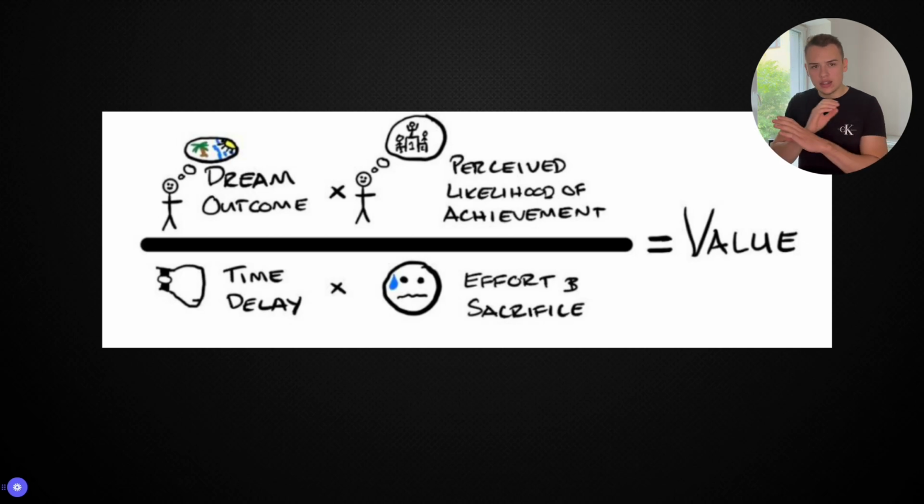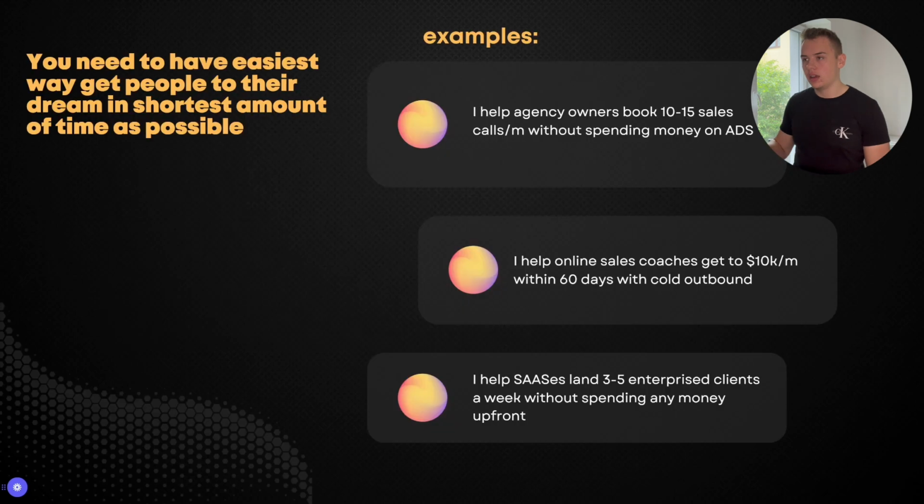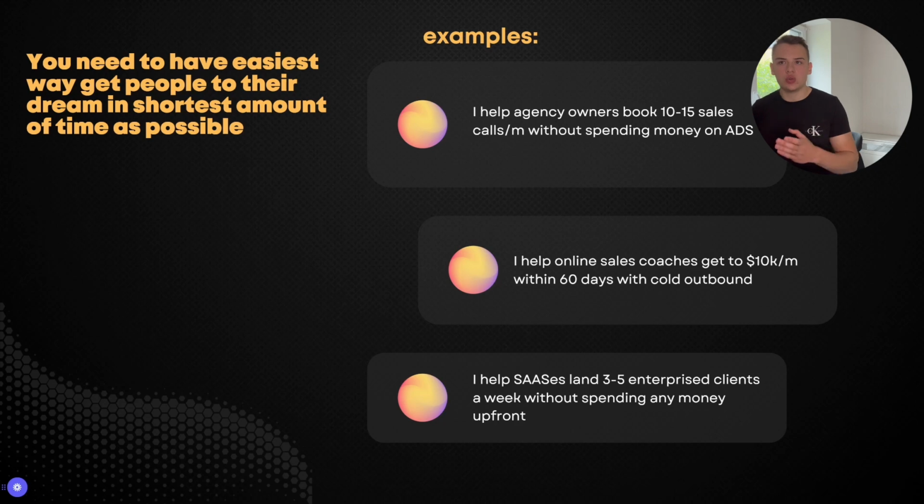And then if you can list all of those things and convince them that this is what you do and how it will help them, and go over all these things, they will see the huge value in that, okay? This is the value that they will get from it, okay? So, some examples. You need to have the easiest way to get people to their dream outcome in the shortest amount of time possible, okay? So, examples.